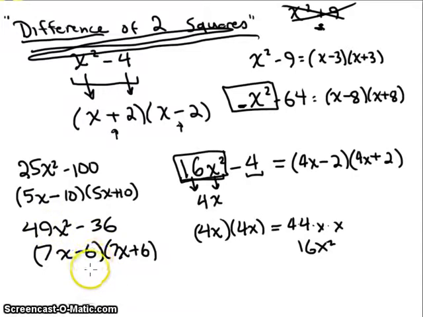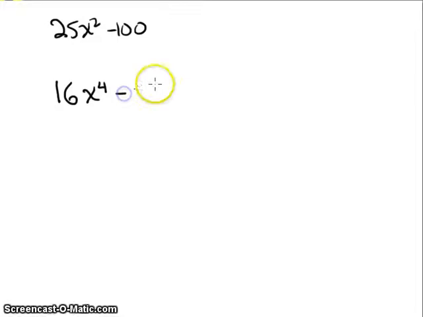I'm going to throw in one more thing that you might run across somewhere. Let's go ahead and clear this screen here. It's pretty much just like what we just got done doing with the 25x squared minus 100 sort of thing. What if I had 16x to the 4th minus 64x squared? How could I deal with that?